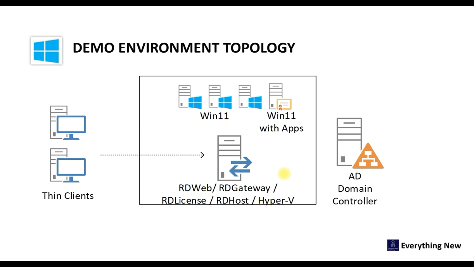And on top of it, we have 3 Windows 11 machines as the VDI clients. And we have another Windows 11 installed with apps, which is for the RemoteApp publishing. And of course, we have 1 AD domain controller. Then the thin client will use Remote Desktop Connection to connect to the VDI server, or what we call the RD host, and from it, we can connect to the Windows 11.